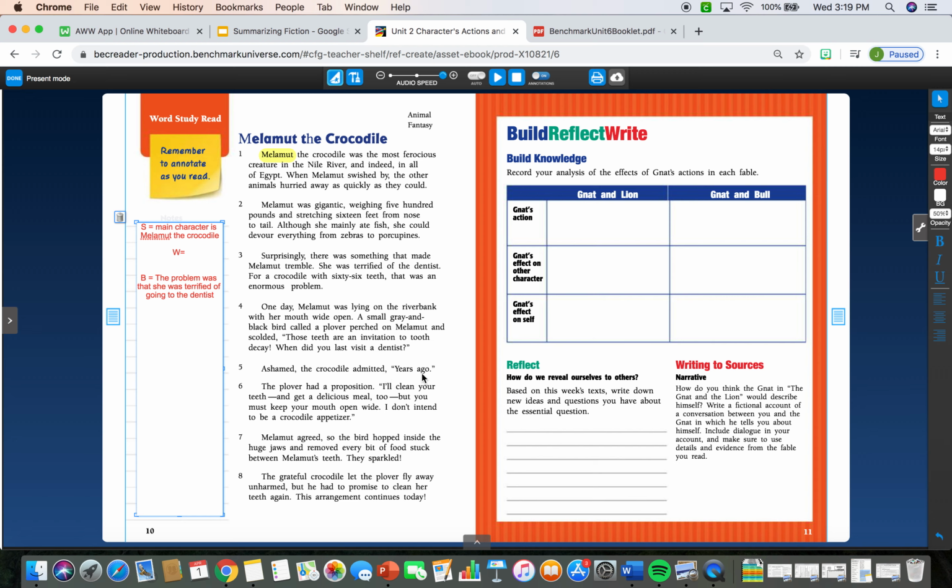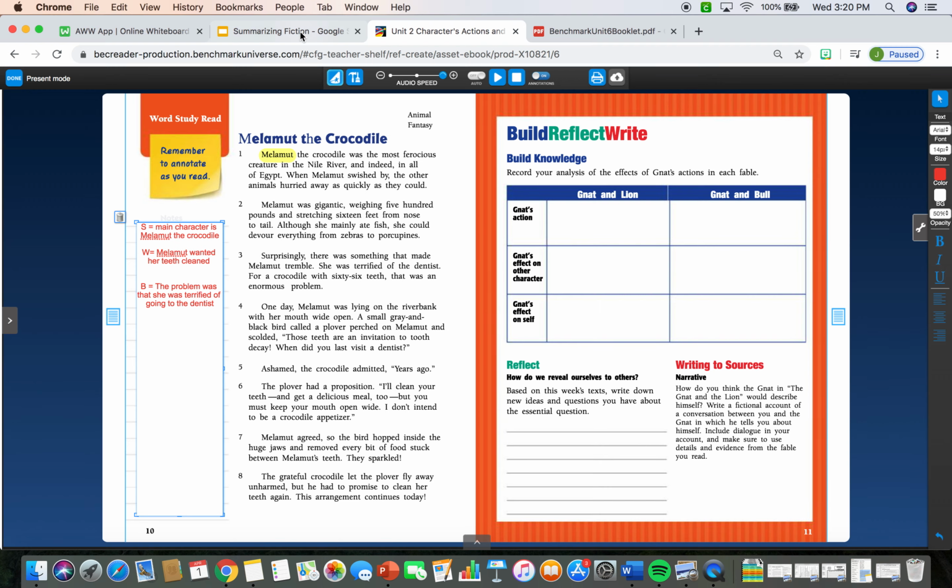Oh, so we don't know what the crocodile wants, but she does feel ashamed that she hasn't had her teeth cleaned by the dentist for a long time. So I'm going to write, well, Malamut wanted her teeth cleaned, because she felt ashamed. You wouldn't feel ashamed if you didn't want your teeth cleaned, right? So I'm going to infer that she wanted her teeth cleaned and she was scared. The problem was that she was scared of the dentist, okay?